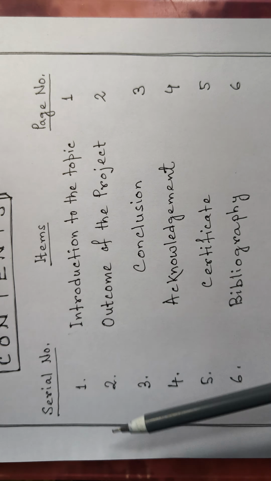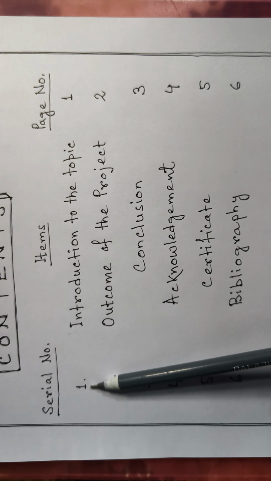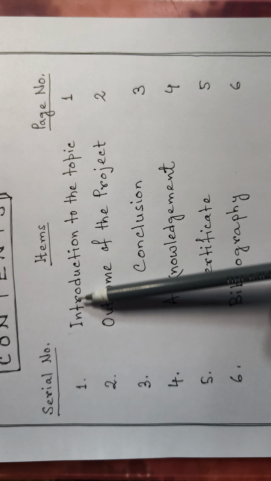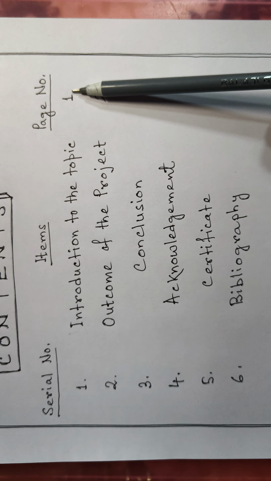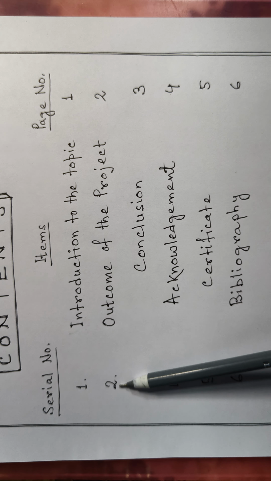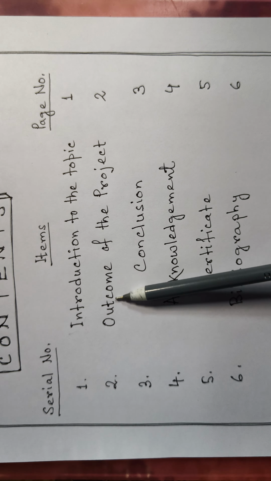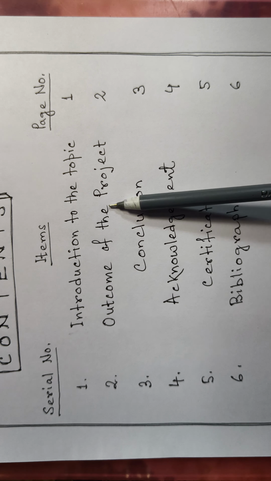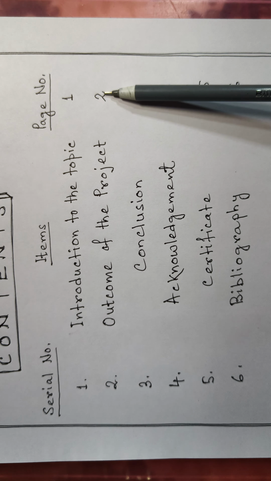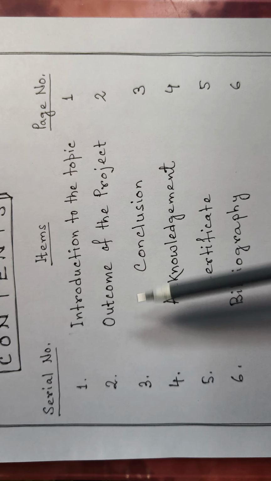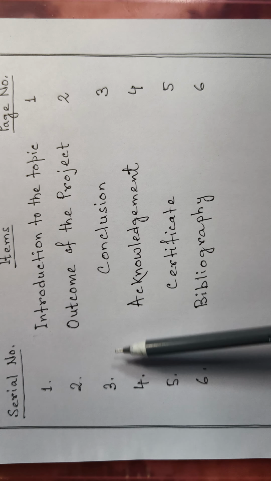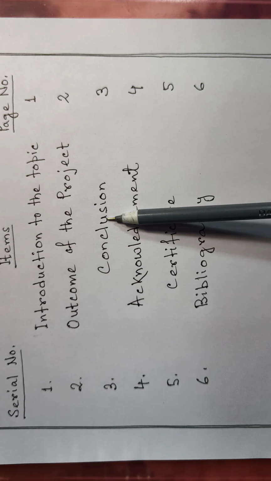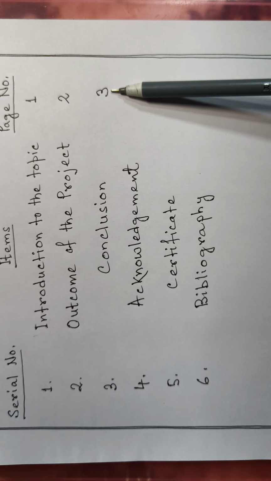First, write serial number. As for example here, 1. Then items introduction to the topic, page number 1. Next, serial number 2, items outcome of the project, page number 2. Then serial number 3, items conclusion, page number 3.